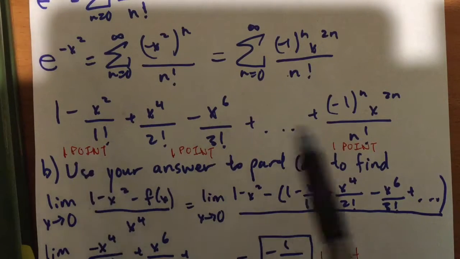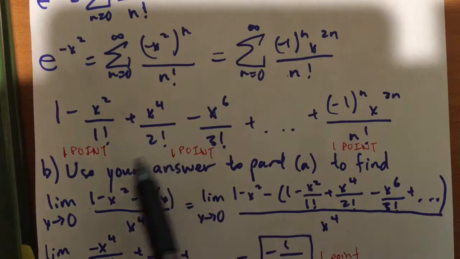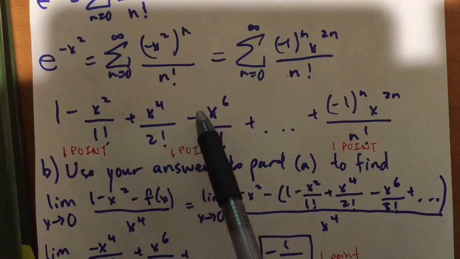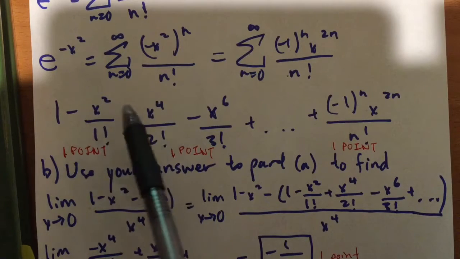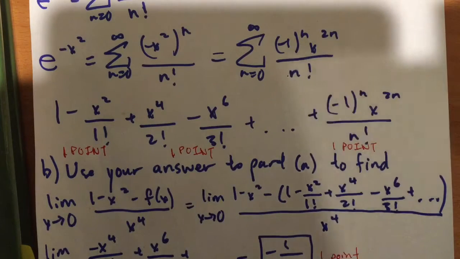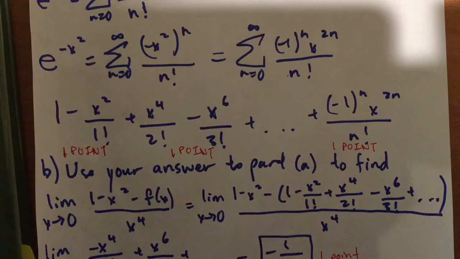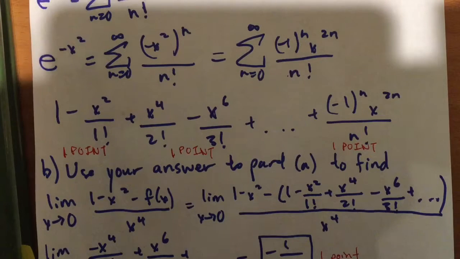The point breakdown on this question is 1 point for writing any two of the first four non-zero terms of the Taylor series for e to the negative t squared, and the second point comes from writing the rest of the first four non-zero terms of e to the negative t squared.